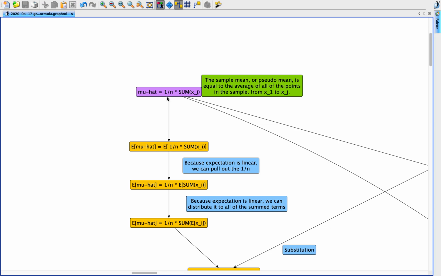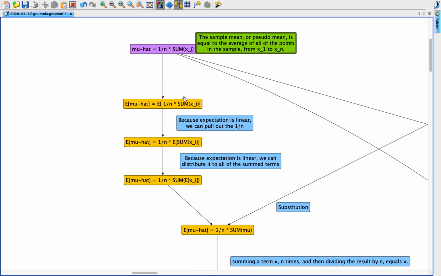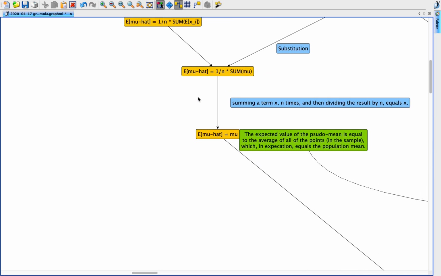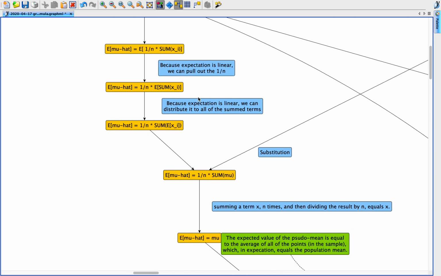The sample mean, or pseudo-mean, is equal to the average of all the points in the sample from x1 to xn. So we're going to take all the xi's, sum from x1 to xn, and then divide by n. So it's just an average. We're taking all of the points in the sample and averaging them. This is pretty intuitive, and we can show that this is unbiased.